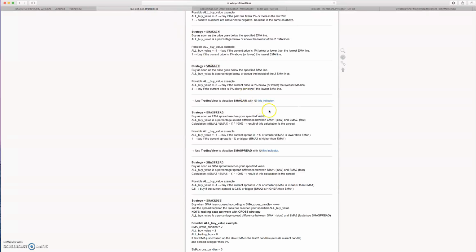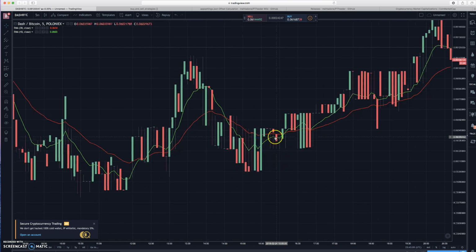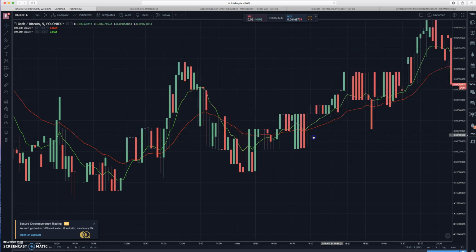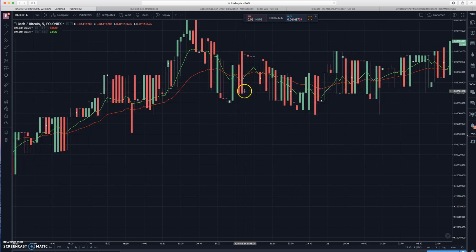Let's go into EMA gain. Now this one's a little bit different. This one is buying as soon as the price goes below the specified EMA line. The buy value is a percentage below or above the lowest of the two EMA lines. So this one is a lot more straightforward, I guess you could say. This one doesn't care which EMA line is below the other one. You just don't care.